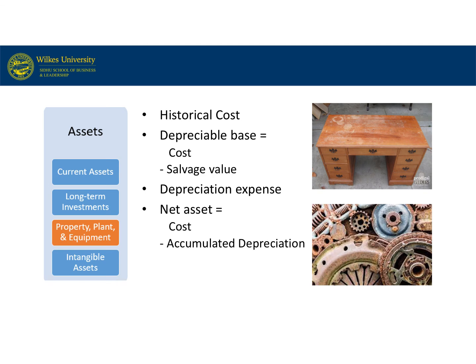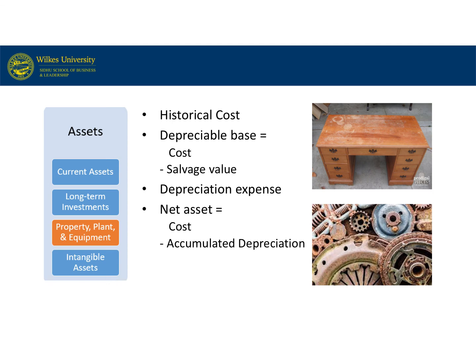I'll go over an example in a minute, but let's focus on some terms. Depreciable base is the cost minus the salvage value, or the amount you expect to sell it or trade it in at the end of its useful life. It is the amount of cost that will be depreciated over the useful life. The depreciable base is allocated over the useful life, and we call this allocation depreciation expense.